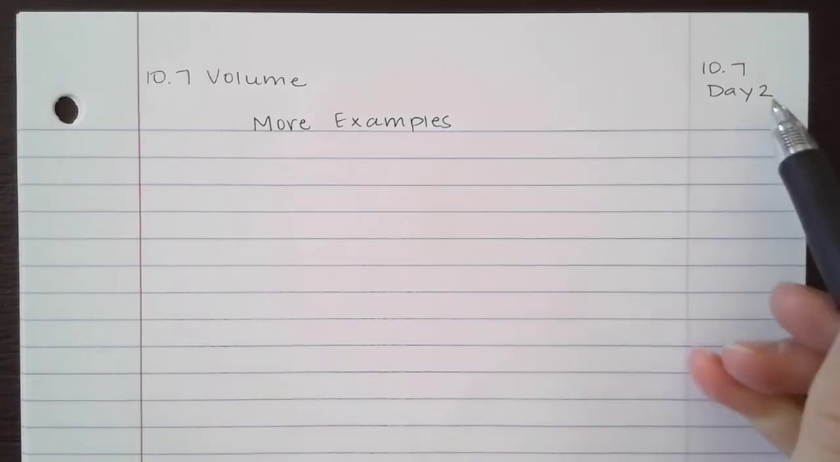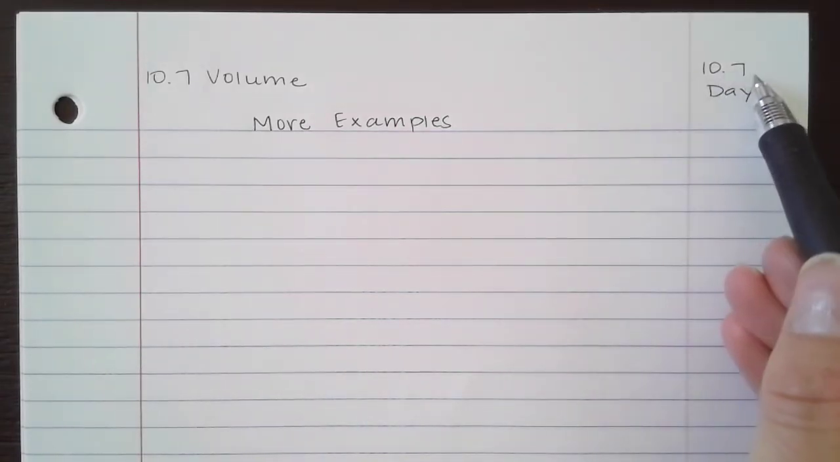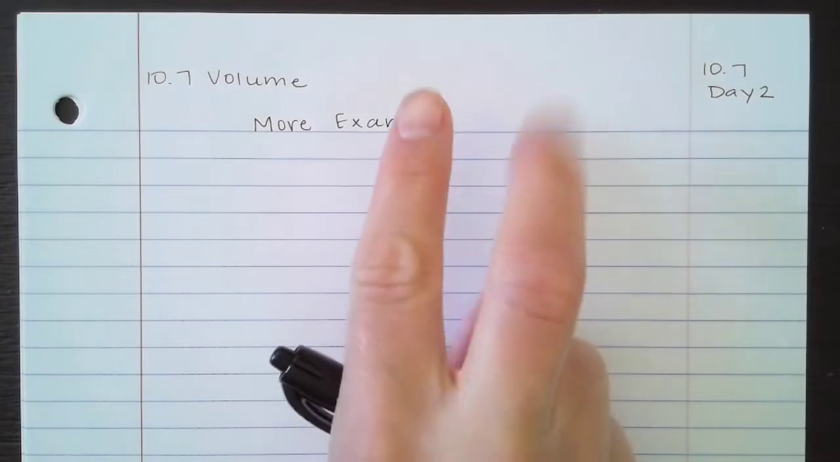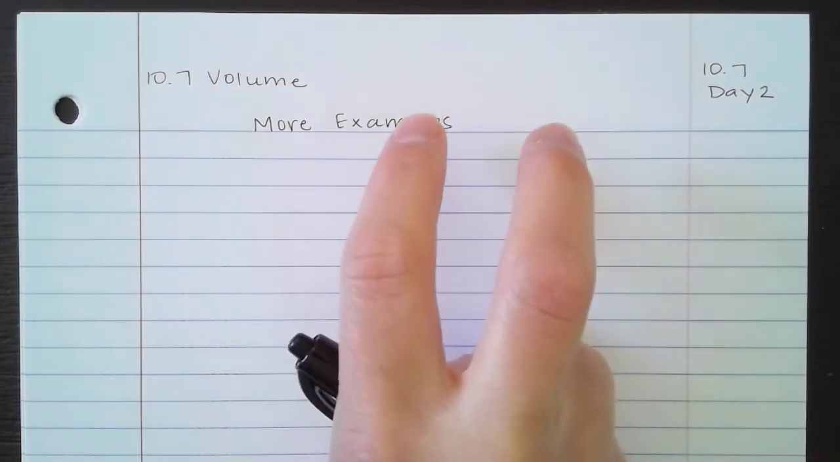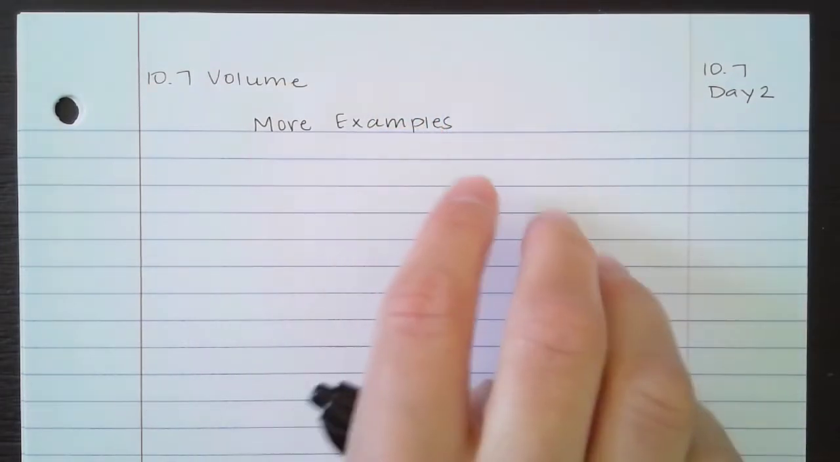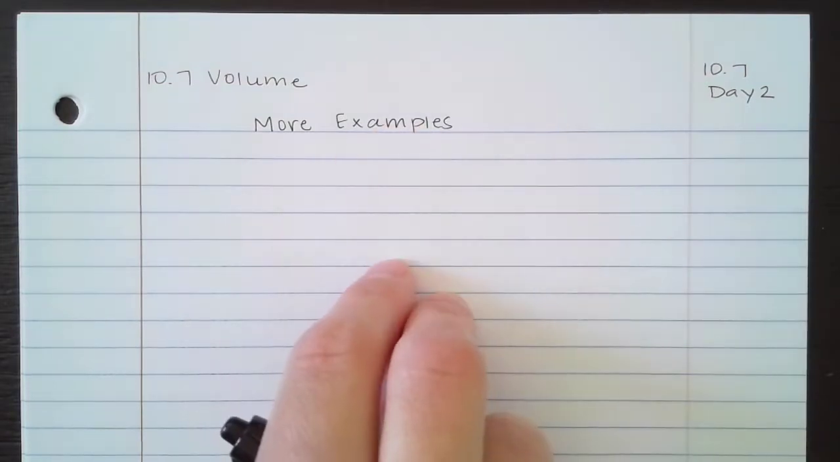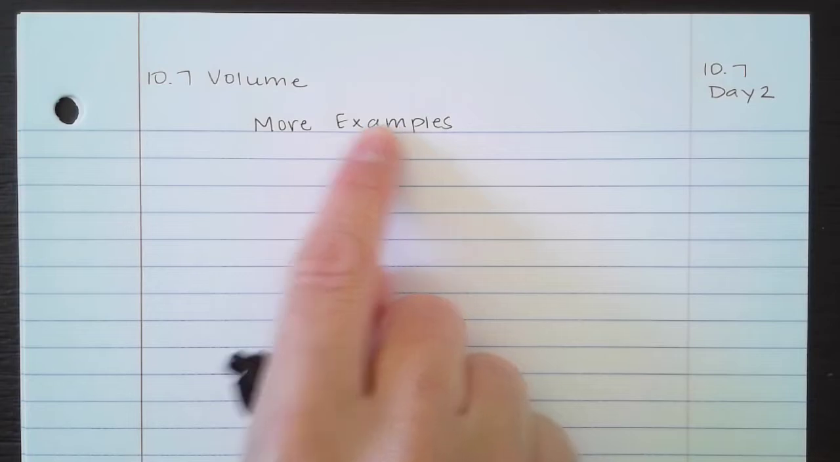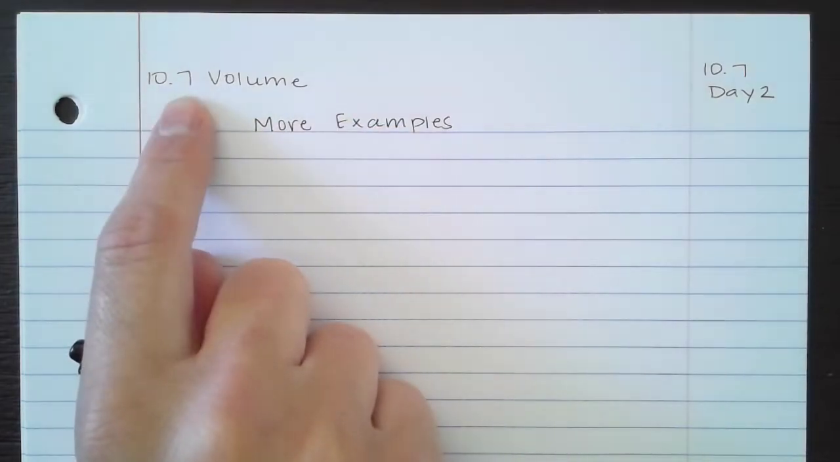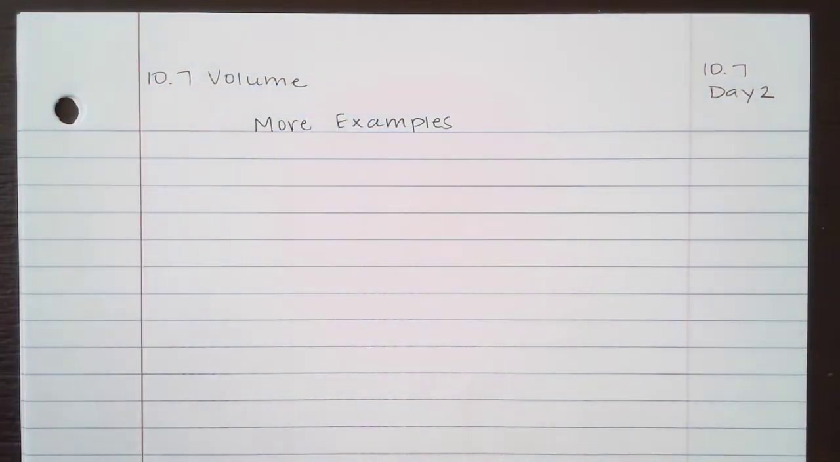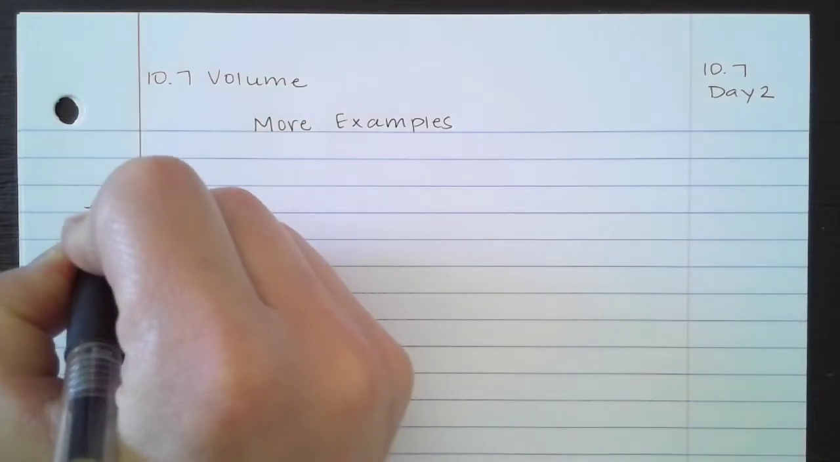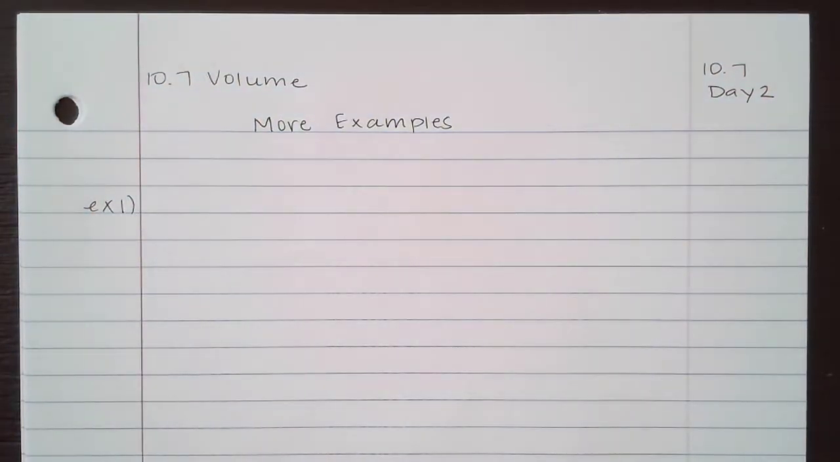Hello geometry students, we are finishing up 10.7, which was all about pyramids and cones. What we're actually going to focus on today is not just pyramids and cones, but two different composite figure problems. So just more examples involving 10.6 and 10.7, although I'm just going to call it 10.7. We're going to do two examples, both of them being composite figures.